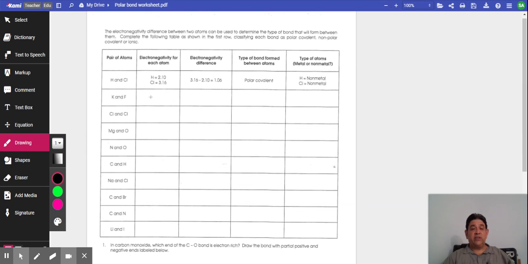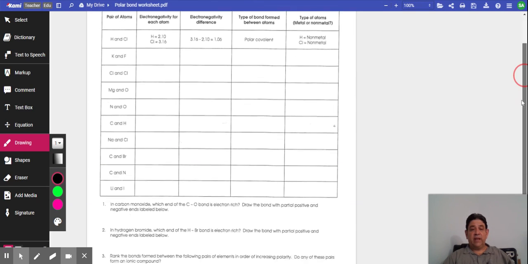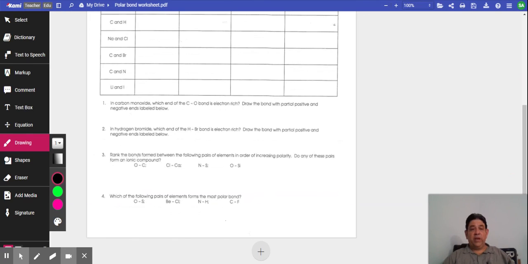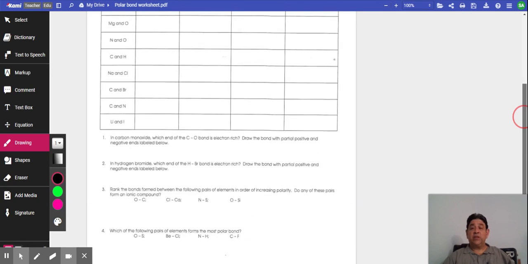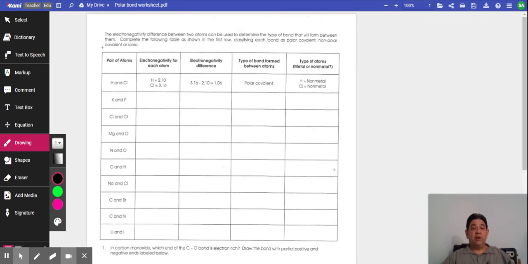Find their electronegativities on the chart in section 9.5 in your book, get the difference, decide whether it's non-polar covalent, polar covalent, or ionic, and then write down whether K is a metal or non-metal, and whether F is a metal or non-metal. Do it for all of those down here. Then answer the questions at the bottom, which are basically about the dipole moment between two elements. Which bonds are the most polar? Which ones are the least polar? That's all. This is actually a pretty easy worksheet, so hopefully it won't be too hard.